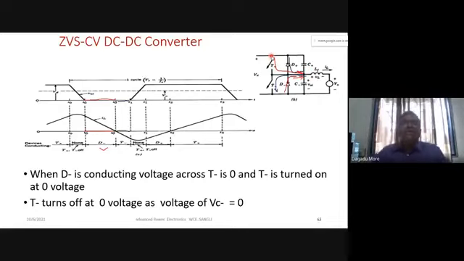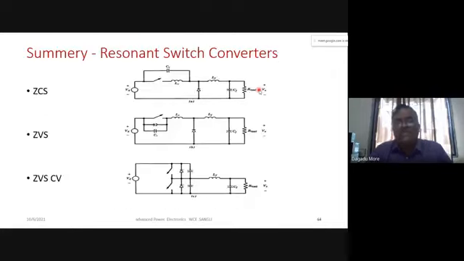So this is how we obtain the zero voltage turn on and turn off, and we can always clamp the voltage equal to VD. So that is the benefit. So in summary, we have three topologies of the resonant switch.